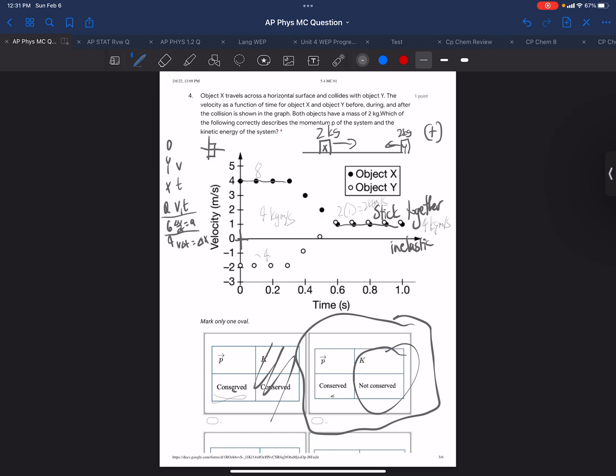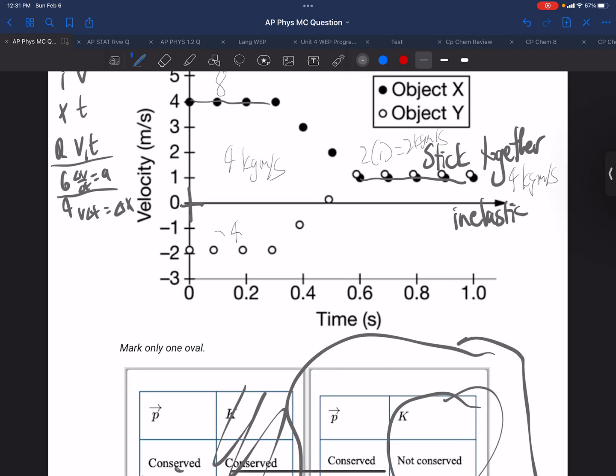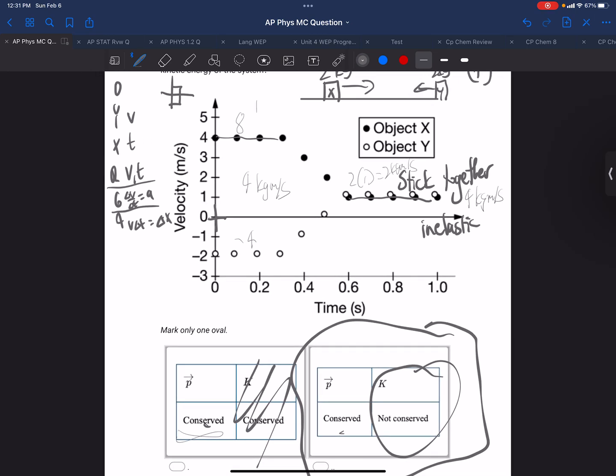Now we can go through and calculate the kinetic energy to see if it's conserved. The kinetic energy, 1/2 mv squared. The mass being 2 and the velocity is 4. So that gives us 16 joules. And down here we have 1/2 mv squared. So 1/2 of 2 times the velocity of minus 2 squared gives us 4 joules. So we have a total of 20 joules beforehand.